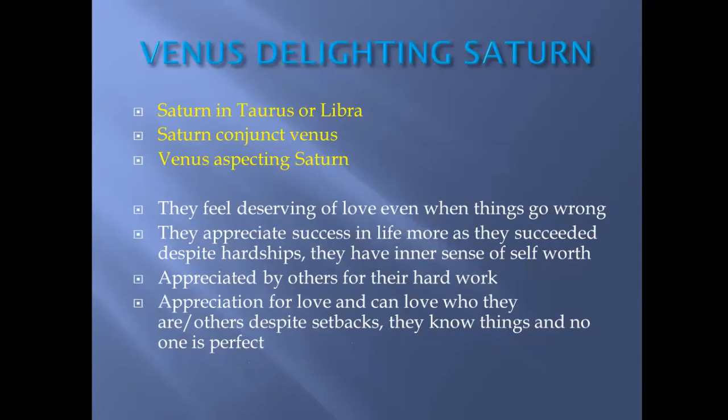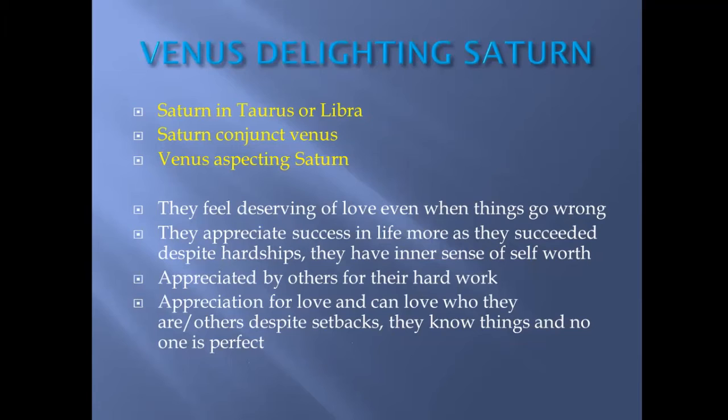Now, Venus is delighting Saturn in this case. So this happens when Saturn is in Taurus or Libra, when Saturn is conjunct Venus, or when Venus is aspecting Saturn. Remember that the friends of Saturn are Mercury and Venus. So they're the ones that are going to be causing delight.